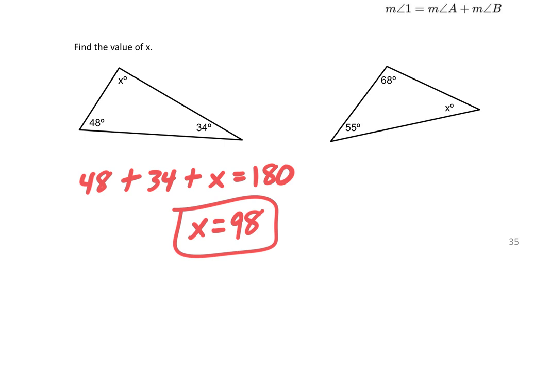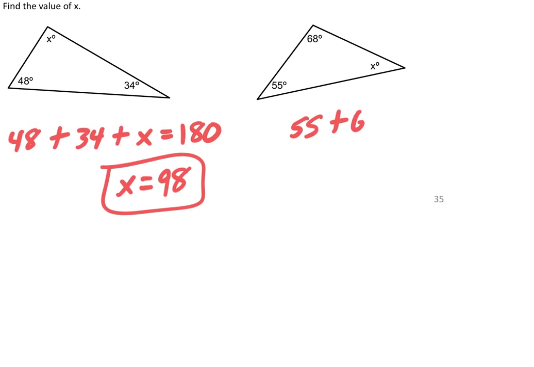Okay, the one on the right, not much different here. 55 plus 68 plus something has to add up to be 180. The 3 angles inside of a triangle must always add up to be 180 every time. Okay, and there's a couple different ways you could do this. You could subtract those two individually from 180. I could do 180 minus 55 and then whatever that is minus 68. Or I could add these two together and then subtract it. So what would 55 plus 68 be?